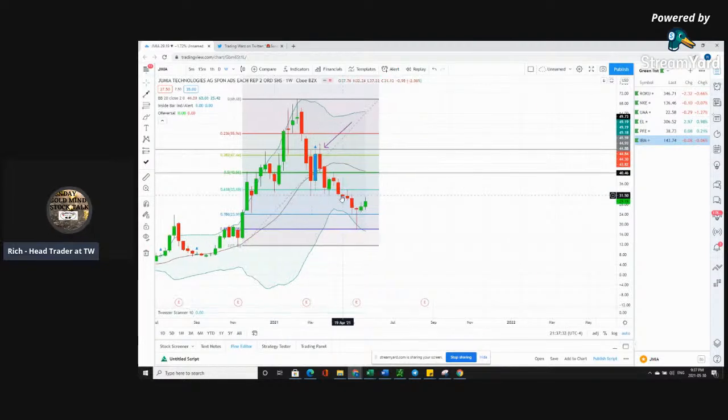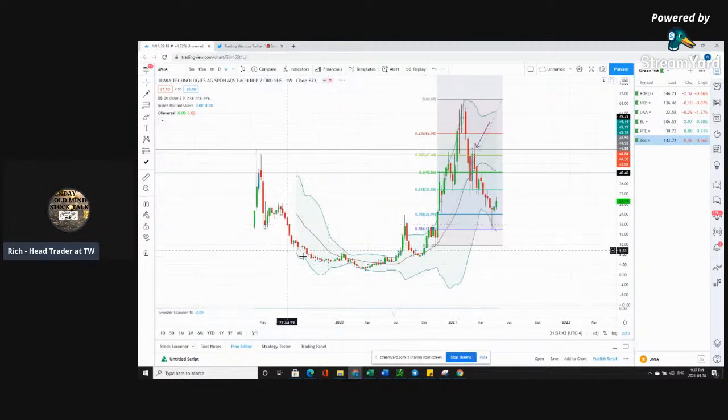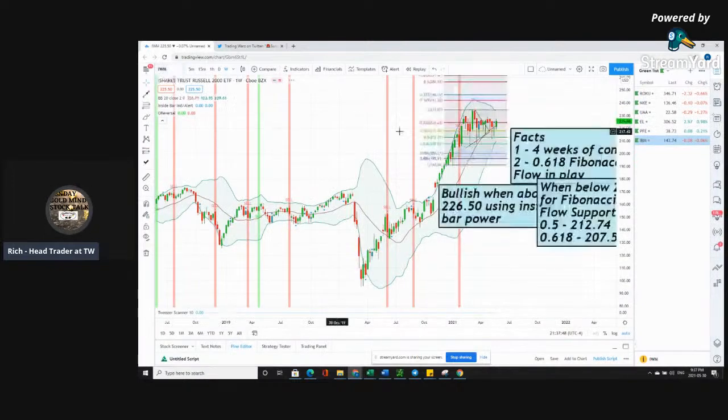JMIA. So we talked about this one a few weeks ago. You could see we tagged the 886 exactly, and from there we've already popped. This level here, the 886, needs to hold. If it breaks, then look out below. Honestly, look out below.